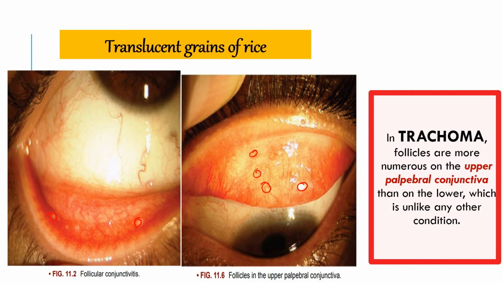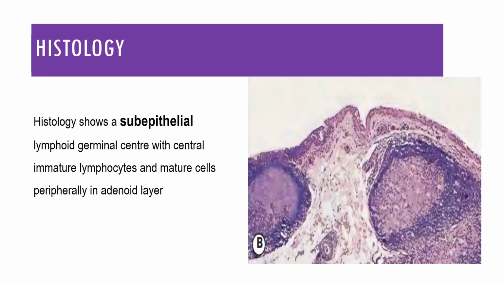Now, usually you will see follicles in the lower eyelid. Okay, however, there is one condition, that is trachoma, in which follicles are more numerous on the upper palpebral conjunctiva. So much so that whenever you see follicles in the upper eyelid, you have to actually suspect trachoma. Follicles can usually be seen in the lower eyelid in other conditions.